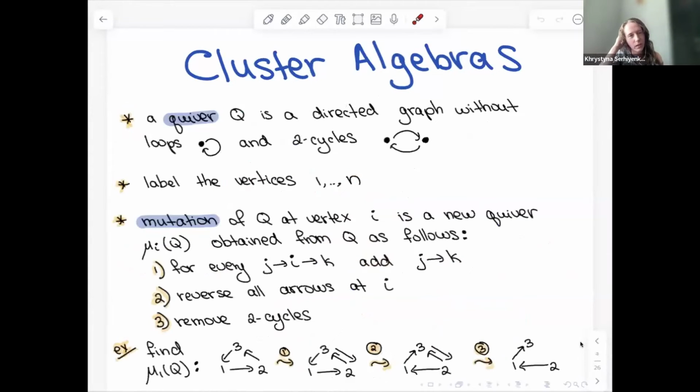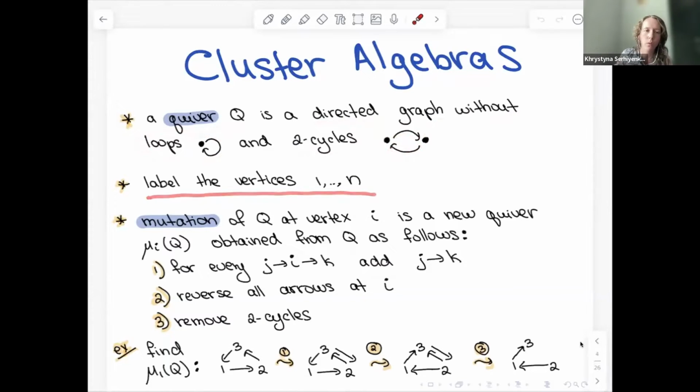Okay, so let me start with a definition and the construction, which may be somewhat complicated, but hopefully we'll unpack it. Our starting object is a quiver Q. A quiver is just a directed graph, a finite directed graph, and the things we do not allow are loops and two cycles. A two cycle is where you have two vertices and two arrows in between them that go in opposite directions. So these are the configurations we do not allow. You may have arrows going in the same direction, multiple arrows, so that would be okay.